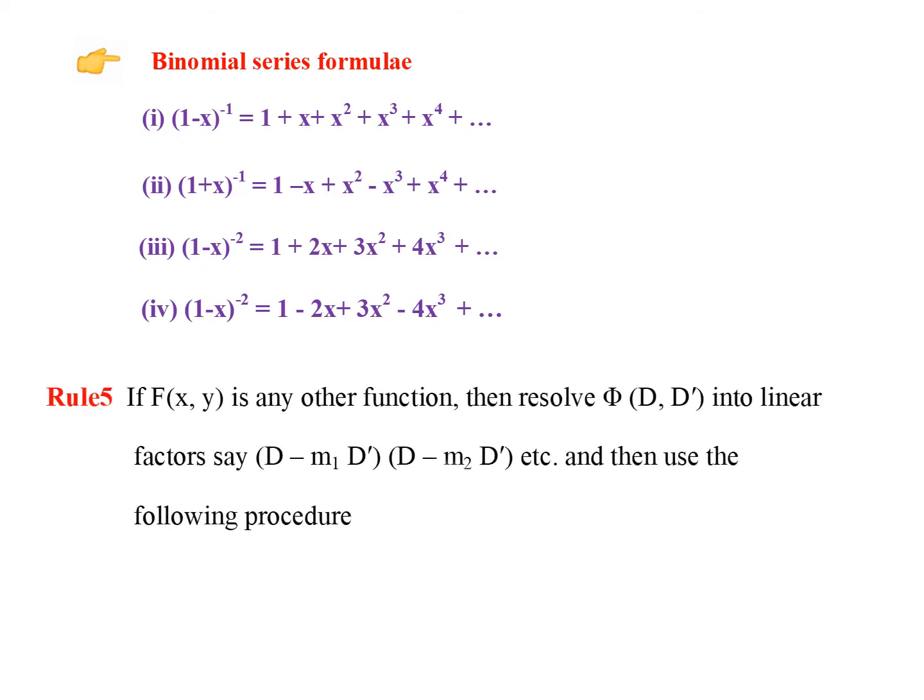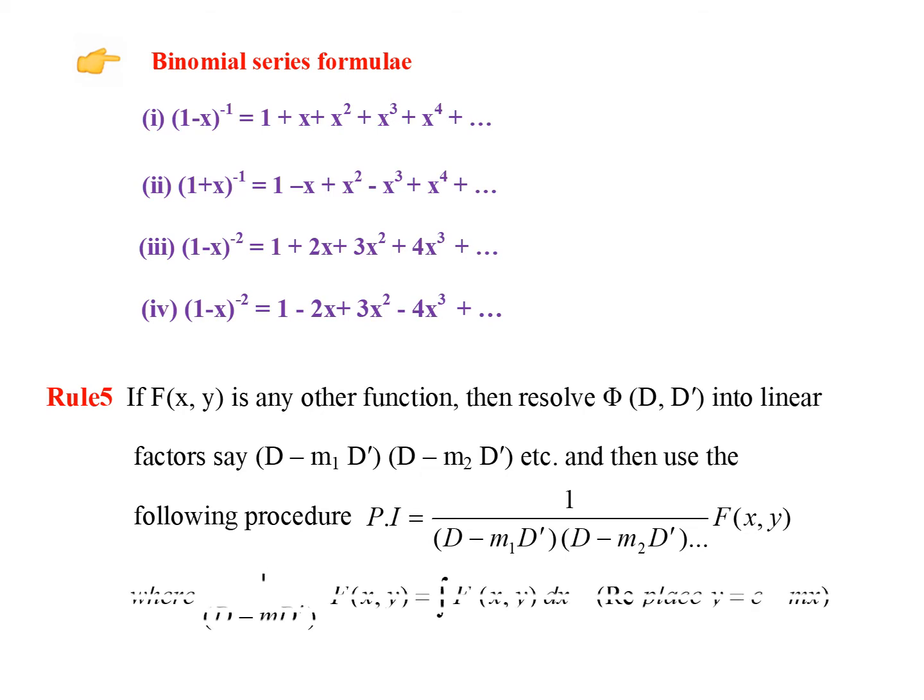Okay, the next rule, rule 5, is when you have any other function, some general function. Then you can resolve that operator into linear factors, say (D - m1 D')(D - m2 D'), like this. And then we can use this procedure: the particular integral is 1 by the operator, which you have resolved, that is, (D - m1 D')(D - m2 D'), like this you will have.